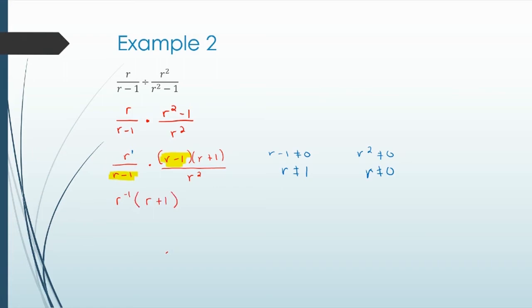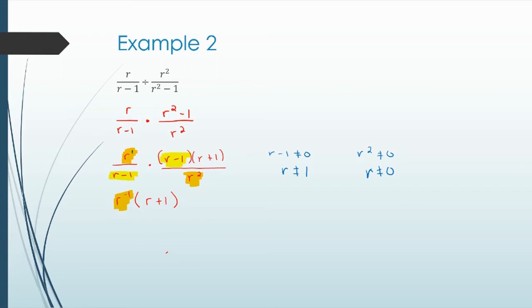So I'm going to just get a different color here. So that r and the r squared, that's how I got the r to the negative 1. I don't know if you guys can hear my phone exploding. I'm going to put that on silent because that's getting annoying. Okay.